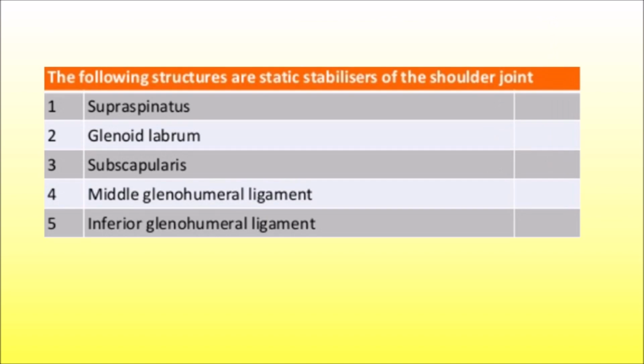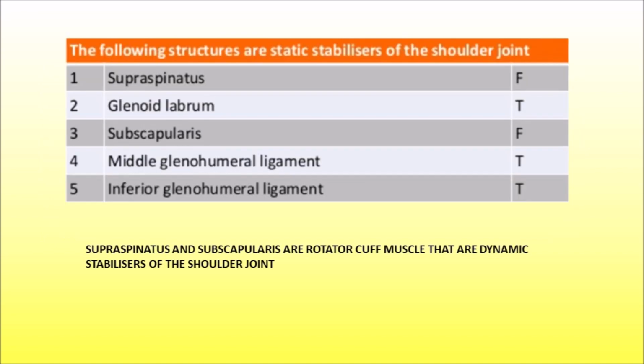Now let us move on to the second MCQ. The following structures are the static stabilizers of the shoulder joint: supraspinatus, glenoid labrum, subscapularis, middle glenohumeral ligament, and the inferior glenohumeral ligament. Among these 5, there are 2 options which are wrong. So find out what that is. And let us move on to the next slide to find out the 2 odd one outs.